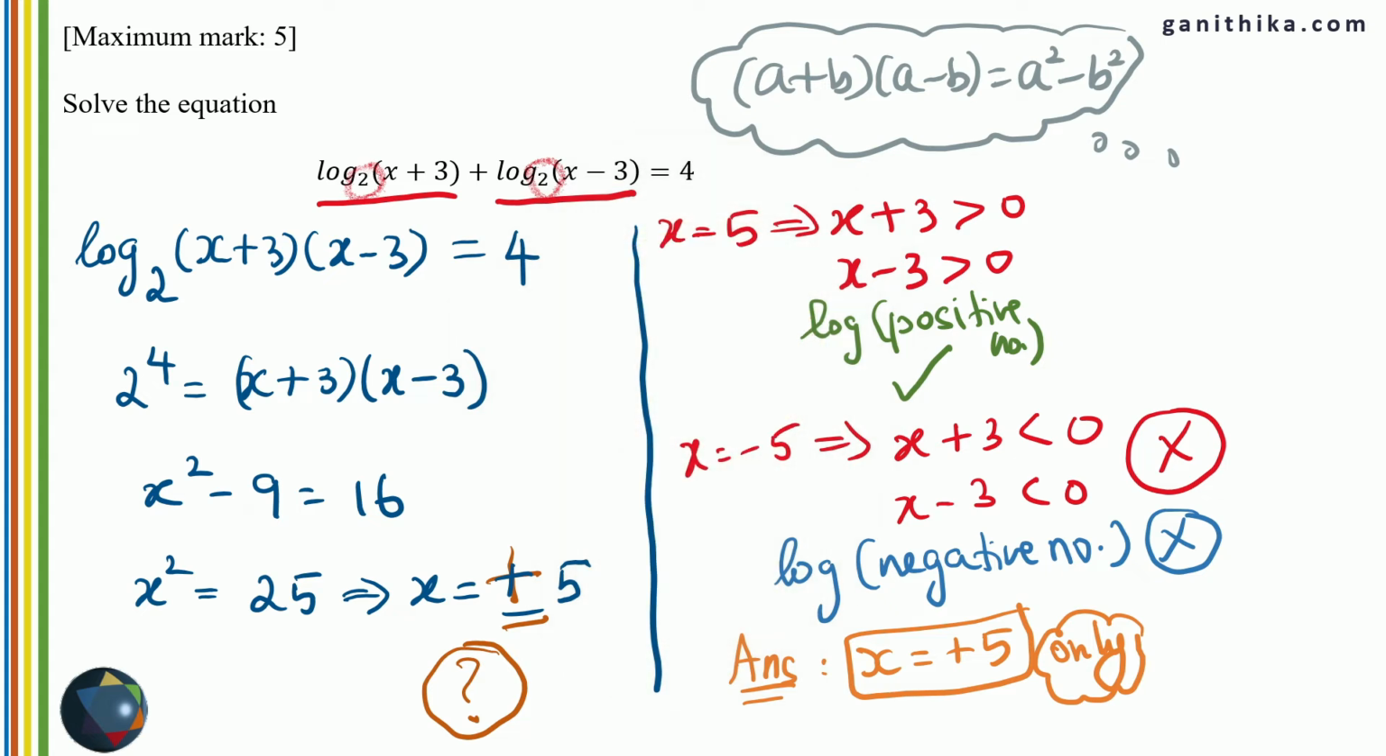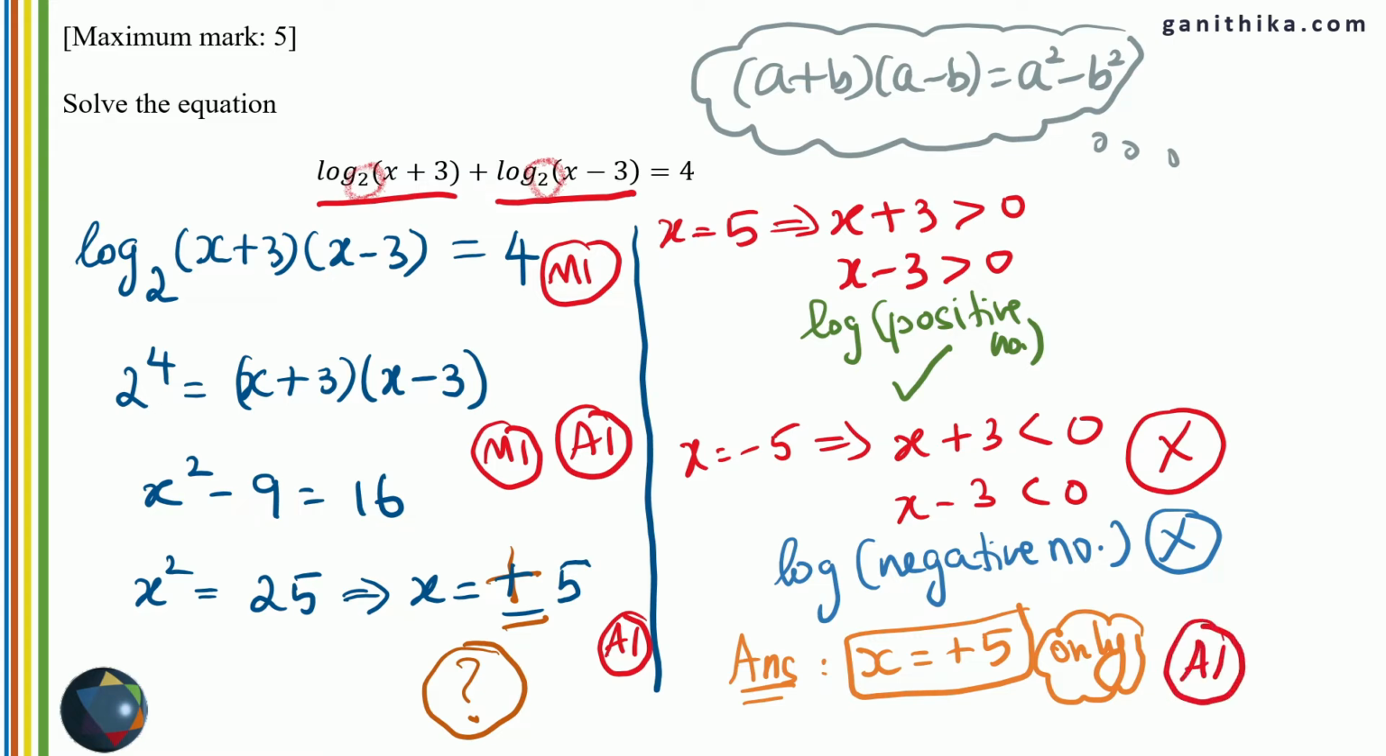So going to the marking scheme, using the sum rule to product, method 1 mark, and simplifying this into a quadratic equation, method 1 and answer 1 mark. Getting plus or minus 5 for x is answer 1 mark. You can see that out of 5 marks, you have 4 marks up to this stage. And identifying only one answer gives you 1 mark. So the last 1 mark is going to be for giving just 5 and rejecting negative 5.